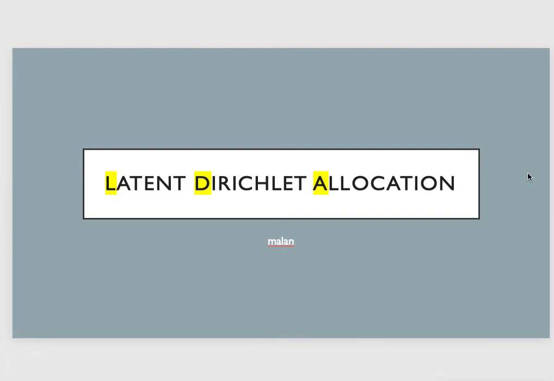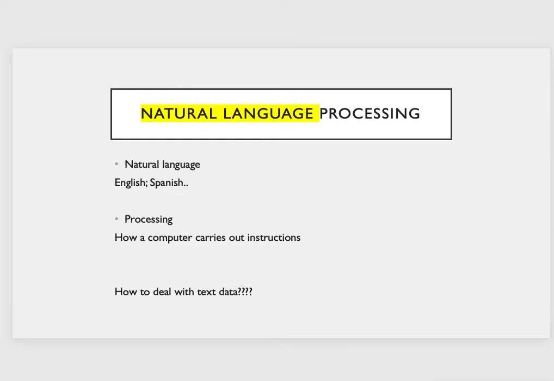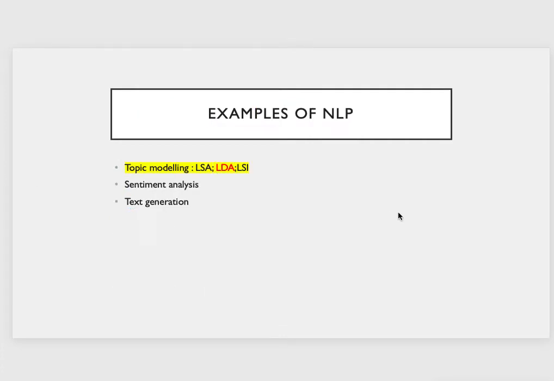Hello, in this video, I just want to share with you how I understand latent Dirichlet allocation. For me, it's part of natural language processing, which means that we tell the computer how to carry out instructions and try to understand natural languages. We tell the computer to deal with textual data. Examples of natural language processing are topic modeling, sentiment analysis, and text generation.